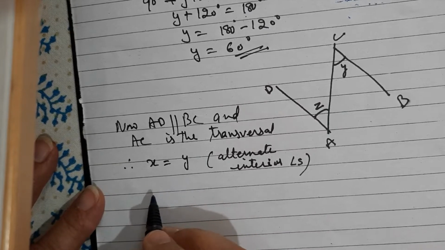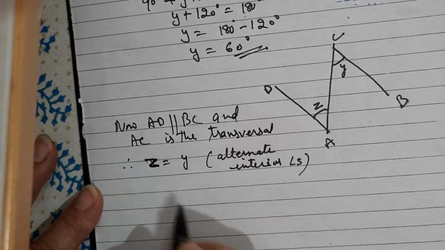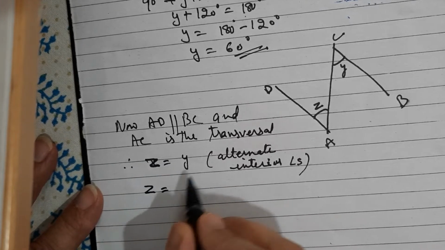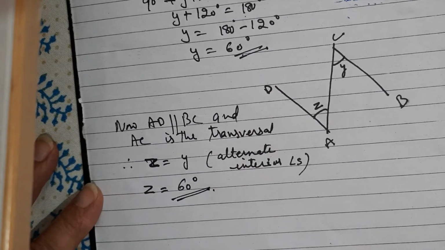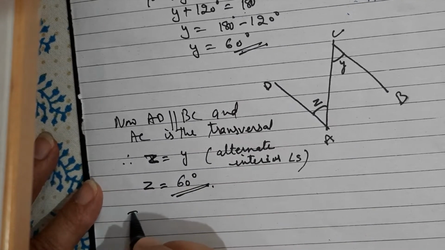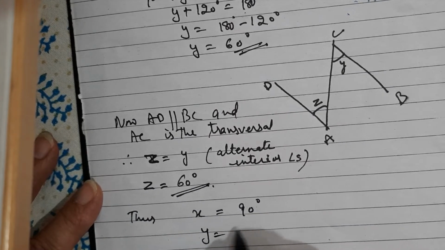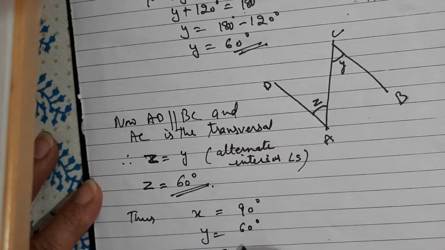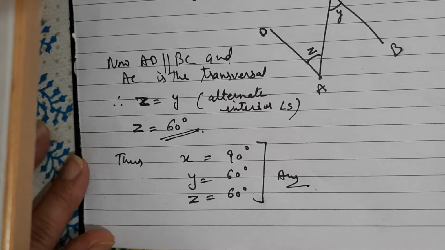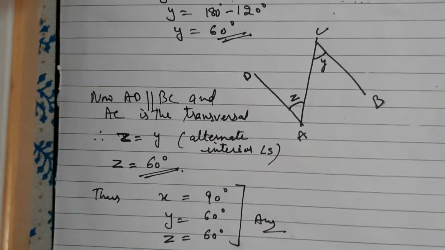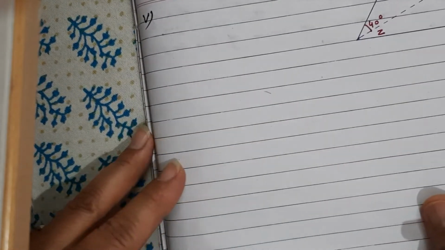So Z is equal to Y. Z is equal to Y is already calculated here, 60 degrees. So thus the values of X 90 degrees, Y 60 degrees and Z is equal to 60 degrees. This is the answer. Now next we have fifth part.